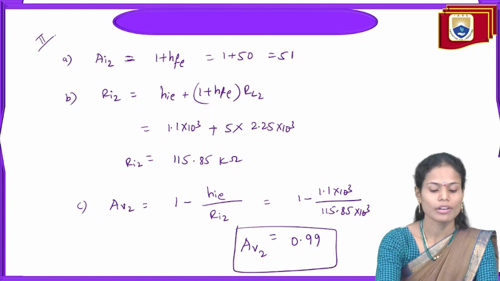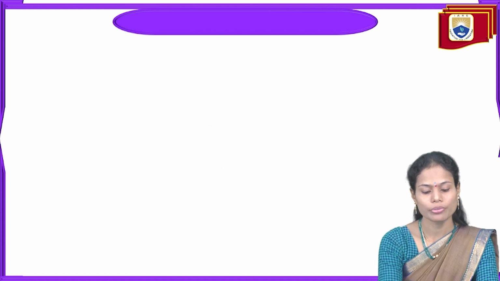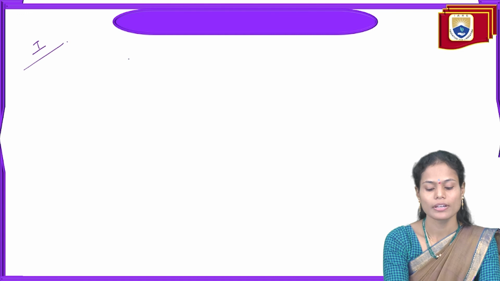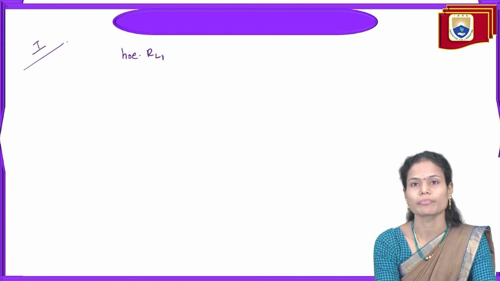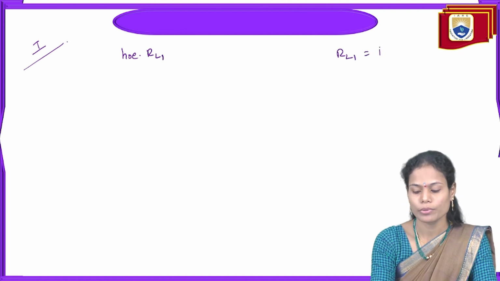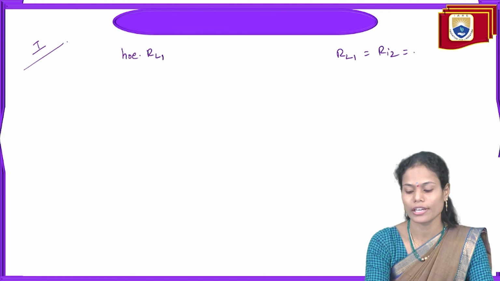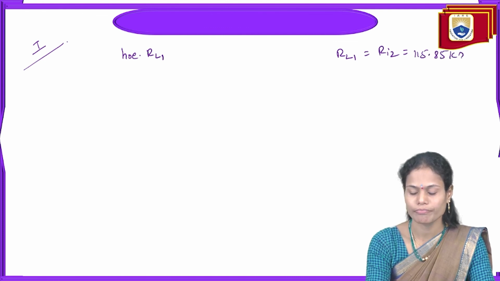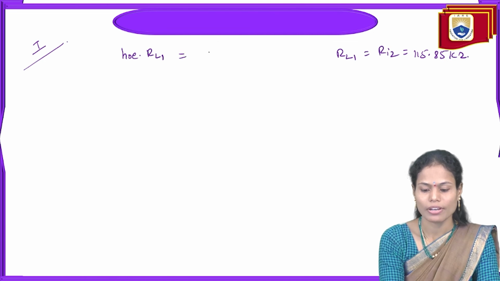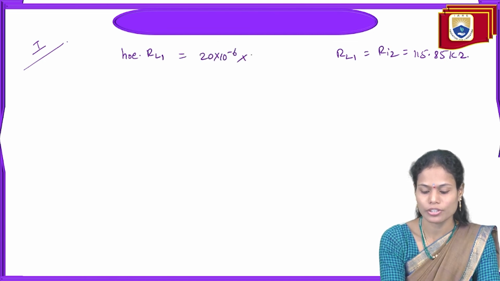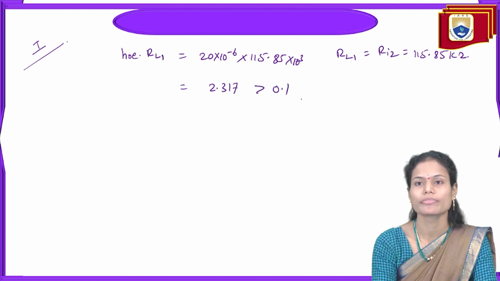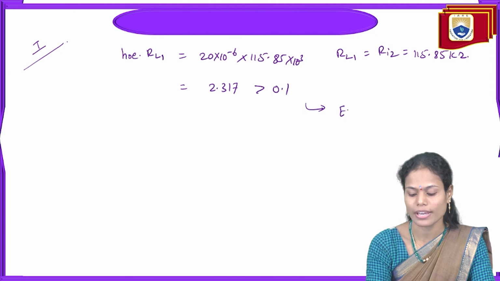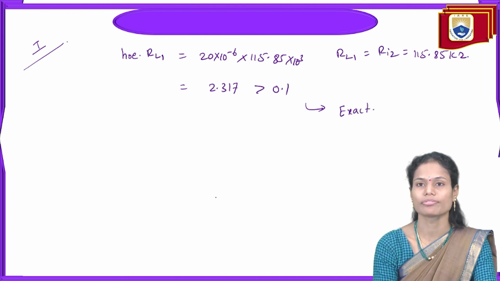So these are all of the values of second stage, and similarly we need to go for the first stage analysis. Again we need to check HOE into RL1 value here. So in this case, RL1 is the input impedance of the second stage, that we have already calculated, 115.85 kilo ohms. So this value is 20 into 10 power minus 6 into 115.85 into 10 power 3. So it is 2.317. It is greater than 0.1. So in this case, we have to go for the exact analysis of the amplifier of first stage.